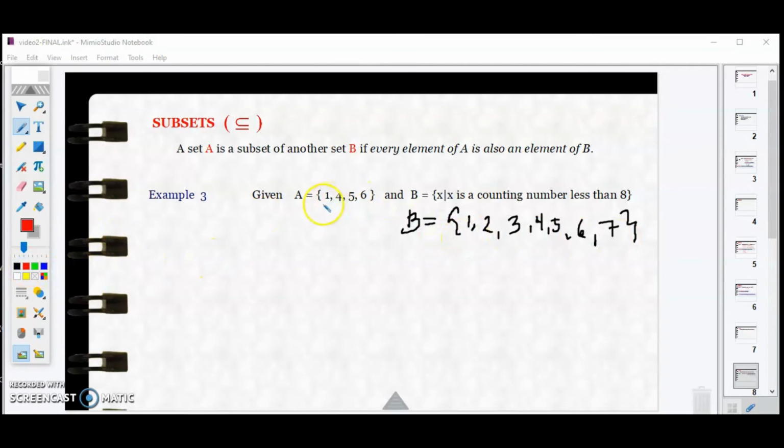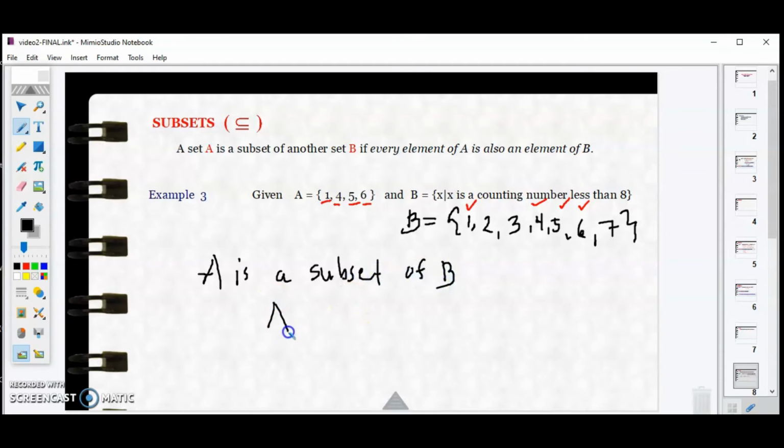So let's check. We have 1 in set A, and there is 1 in set B. We have 4 in set A, and there is a 4 in set B. There is a 5 also, and 6 as well. So all elements of A are elements of B. And with that, we could say that A is a subset of B. Okay? In symbols, we write A, the symbol for subset, and then the second set. So again, we read this as A is a subset of B.